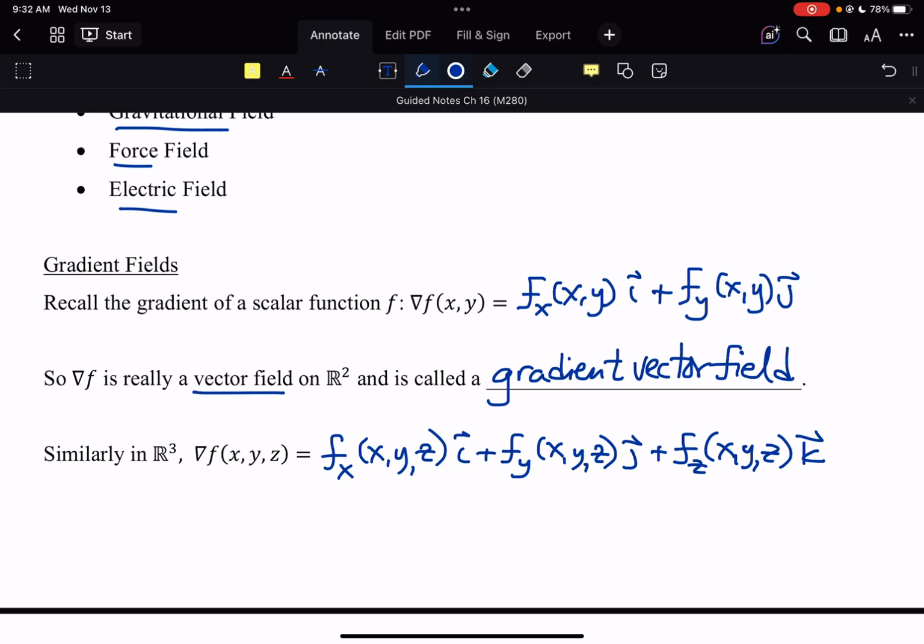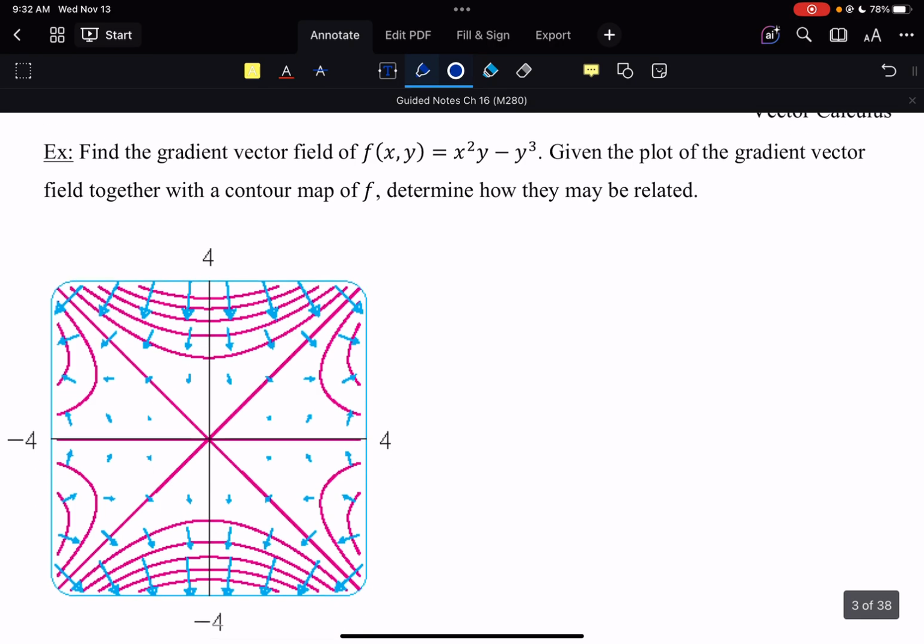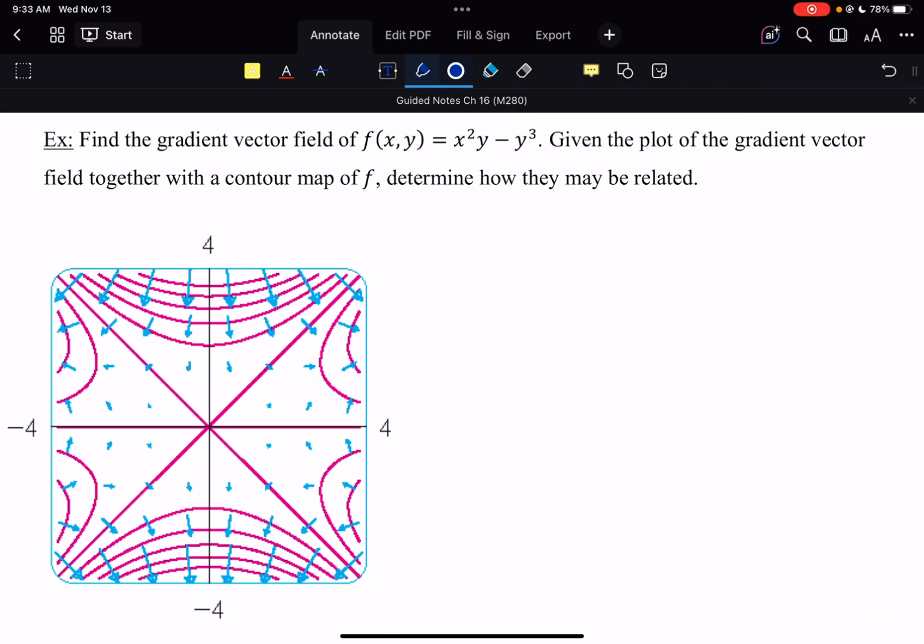If we look at the example on the next page, we have a big graph here. Find the gradient vector field of f of xy equals x squared y minus y cubed. Given the plot of the gradient vector field together with a contour map of f, determine how they may be related. First thing we can do is find the gradient vector field. So we're going to get grad f of xy equals fx and fy. So fx, that's going to be 2xy minus nothing. And fy, we get x squared minus 3y squared.